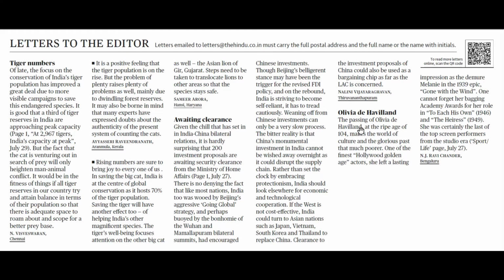Then another one is Olivia de Havilland. The passing of Olivia de Havilland at the ripe age of 104 makes the world of culture and the glorious past that much poorer. One of the finest Hollywood Golden Age actors, she left a last impression as the demure Melanie in the 1939 epic Gone with the Wind. One cannot forget her bagging Academy Awards for her role in To Each His Own and The Heiress. She was certainly the last of the top screen performers from the studio. So Ravi Chandra has written from Bangalore. Varieties of issues are there related to tiger conservation, related to Indo-China bilateral, related to someone's demise. So this is how letters to the editor are written.